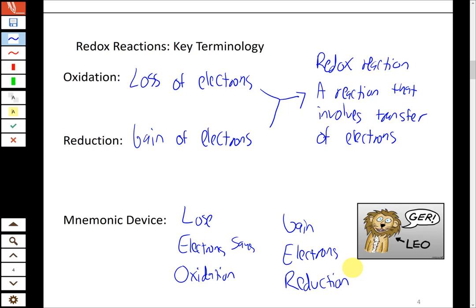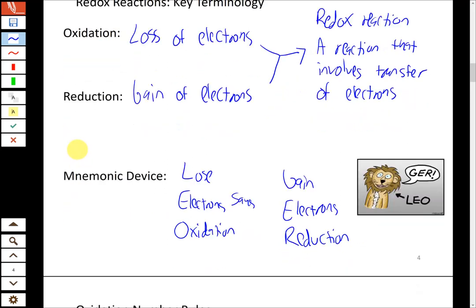So for redox reactions, just to give you a little bit of a preview of what's coming in this lecture, we're not going to ask you to predict the products of redox reactions. So for redox reactions, we'll always give you reactants and products. The main thing is to be able to balance them and then to be able to identify what's being oxidized, what's being reduced. That's what we have to learn today.